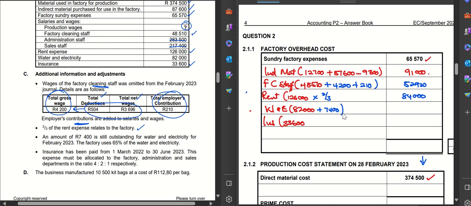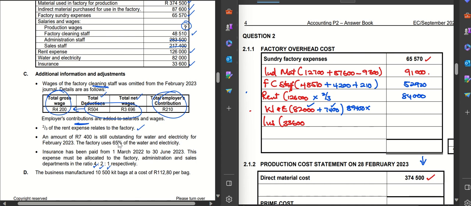So like I did in the other paper, I think that was the Free State paper, I would want to encourage you to add these amounts before you allocate, so that you just know how much that is. So if you add this, it should give you 89,400. Then you can come to the next part of the adjustment, which says this should have been allocated in the ratio of 4:2:1. So this is water and electricity.